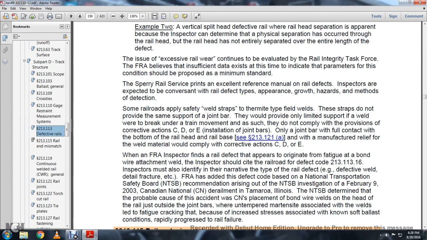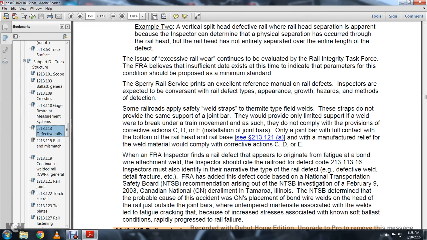When the FRA inspector finds a rail defect that appears to originate with fatigue at a bond wire attachment weld, the inspector should cite the railroad with defect code 213.113(b)(16). The inspector must also identify the narrative type of the rail defect, such as defective weld, defective detail fracture, etc. The FRA has added the defect code based on a National Transportation Safety Board recommendation arising from the NTSB investigation of the February 9, 2003, Canadian National derailment in Tamaroa, Illinois.